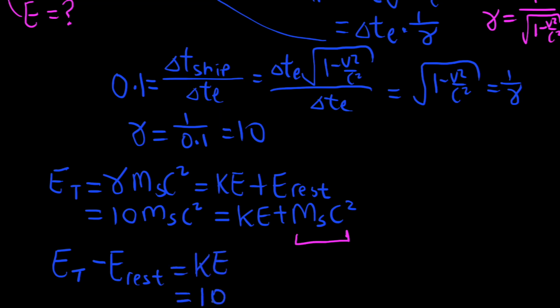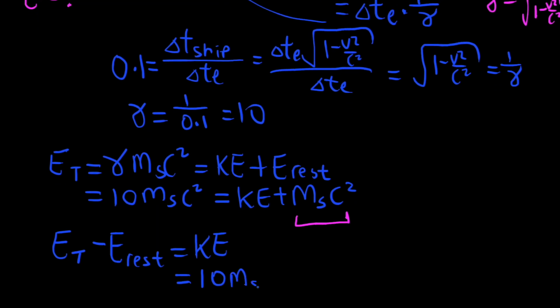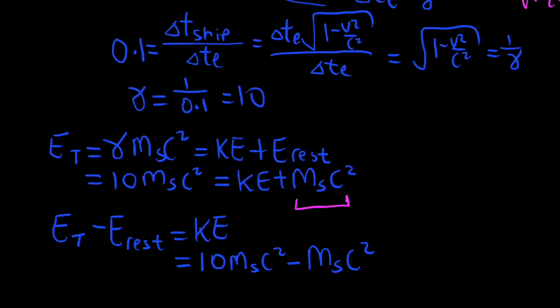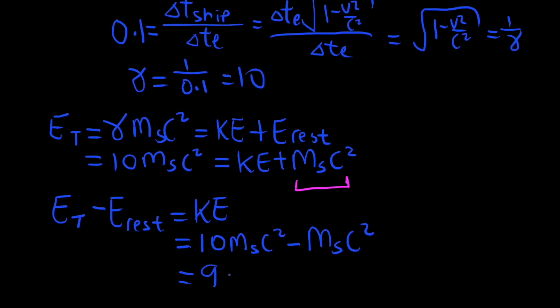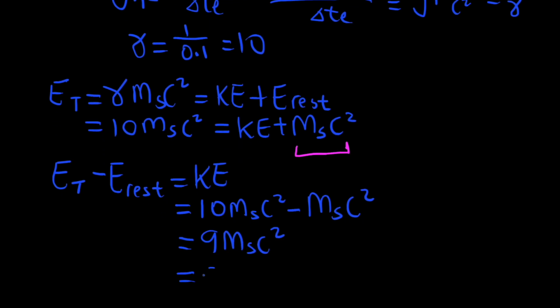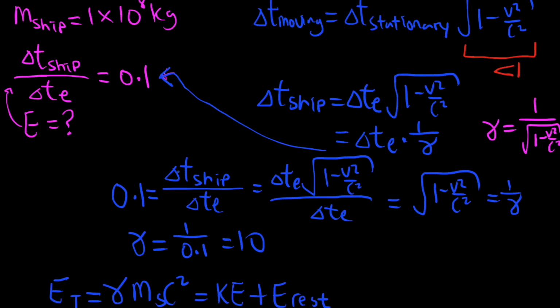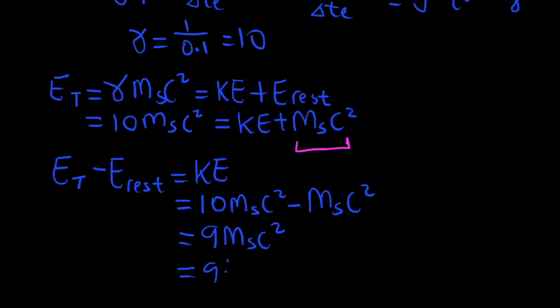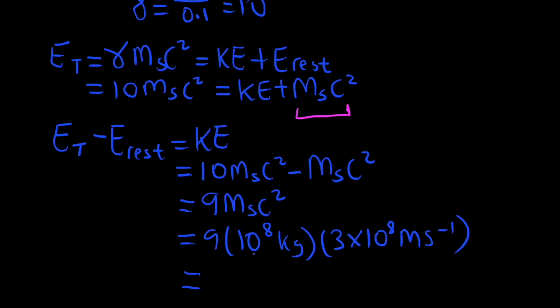So it's equal to 10 times the mass of the ship multiplied by c squared, minus the mass of the ship multiplied by c squared. This is equal to 9 multiplied by the mass multiplied by c squared. And mass is equal to 1 times 10 to the power of 8 kilogram. Speed of light is equal to 10 to the power of 8 multiplied by 3 and has a unit of meter per second.